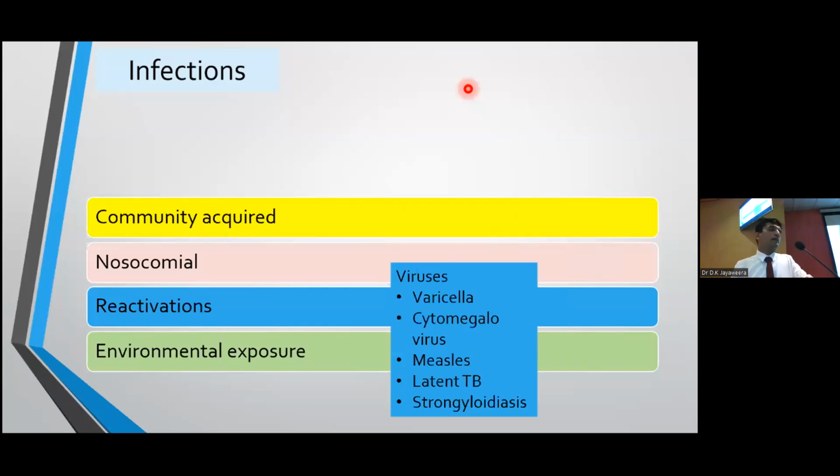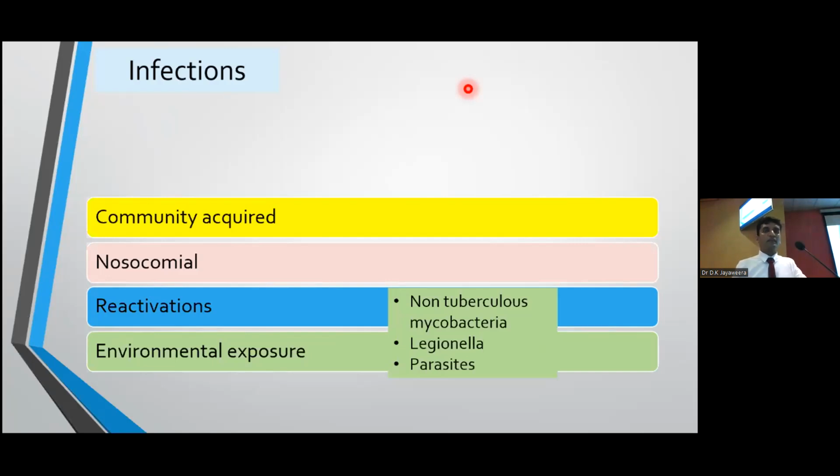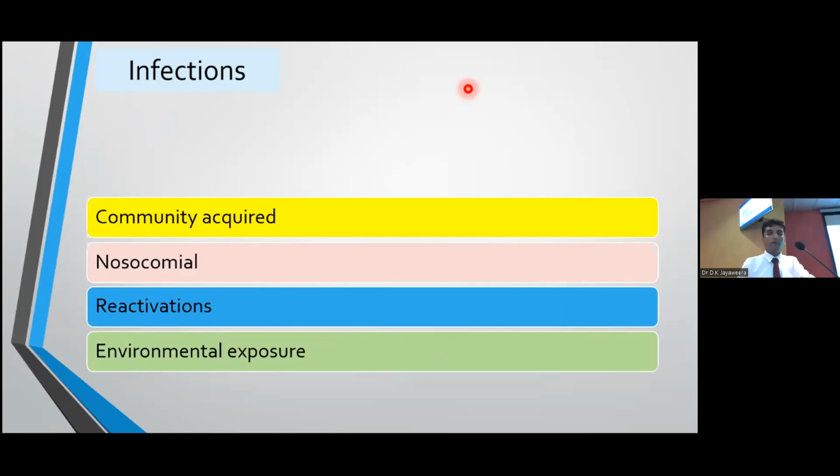Another important thing is reactivation of infection. It could be viruses or bacteria, and in the lungs the most important one is latent TB infection. And there are environmental exposures. Usually these won't cause any disease in immunocompetent hosts, but in the immunocompromised host, they can cause severe diseases like non-tuberculous mycobacteria, Legionella, and parasites. So you see, there is a whole lot of infective causes in the immunocompromised host.